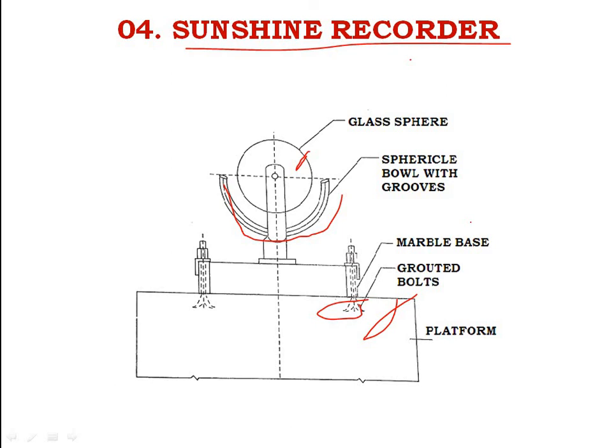Whenever there is bright sunshine, the image formed is intense enough to burn a spot on the card strip. Through the day, as the sun moves across the sky, the image moves along the strip, thus a burnt trace whose length is proportional to the duration of the sunshine is obtained on the strip.